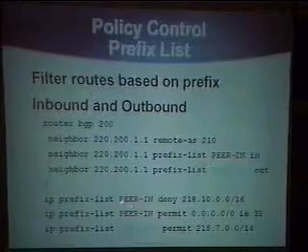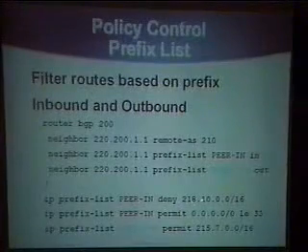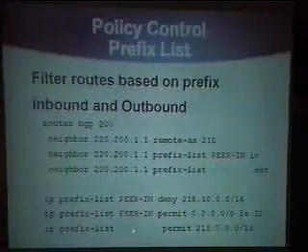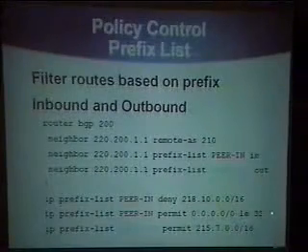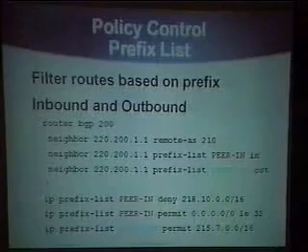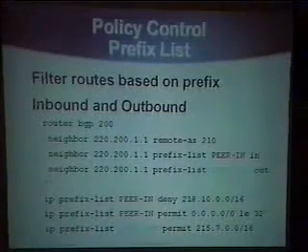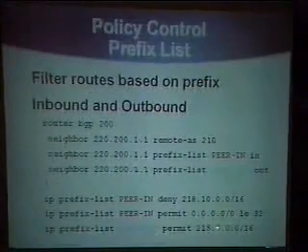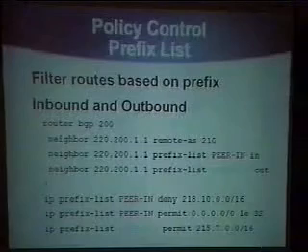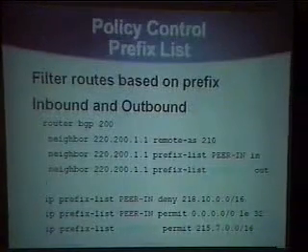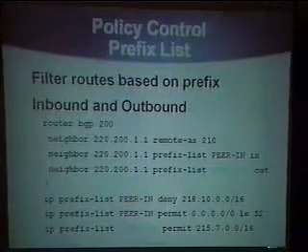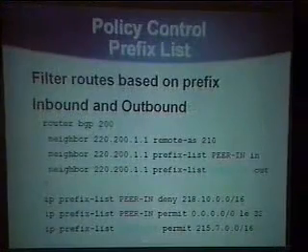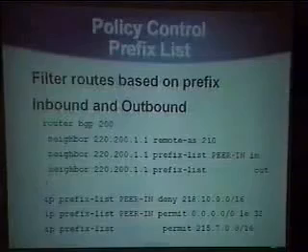Inbound filtering, we basically say we deny network 218.10/16, we accept everything else. So inbound, we're blocking one particular prefix, accepting everything else. Outbound, we're only going to allow 215.7/16 out. That might be our aggregate block, for example, and we're blocking everything else. That's a simple example of doing filtering based on prefix.